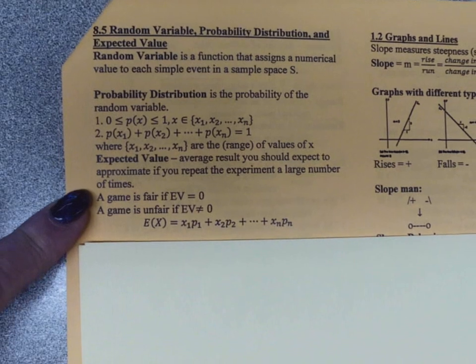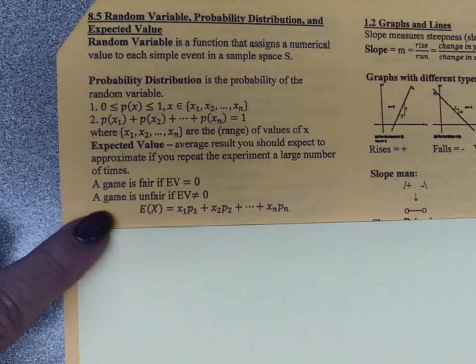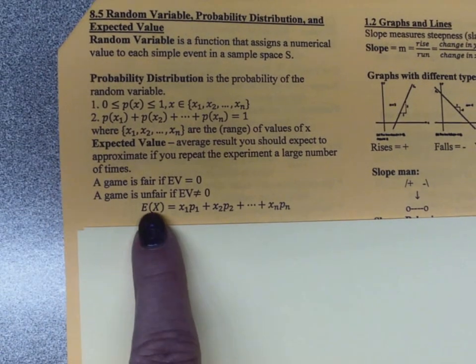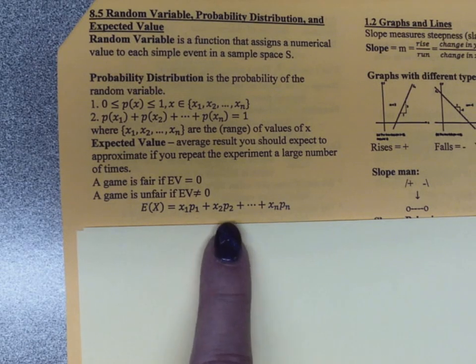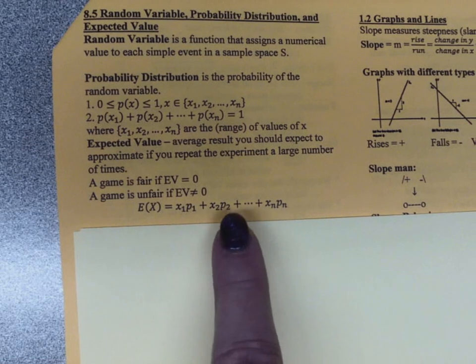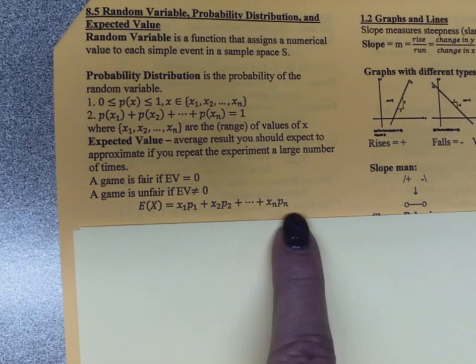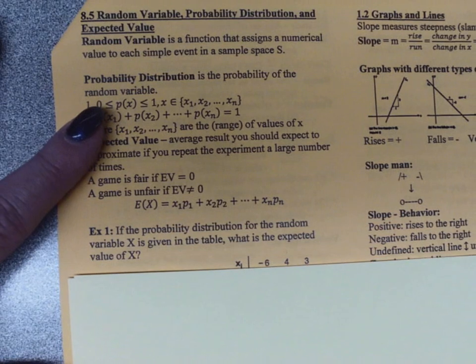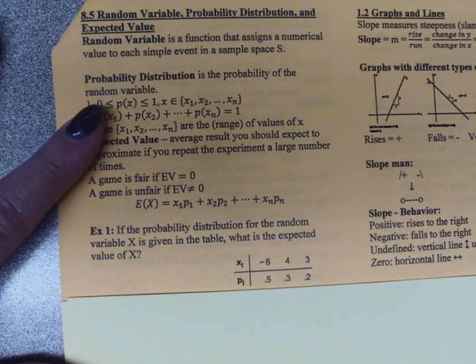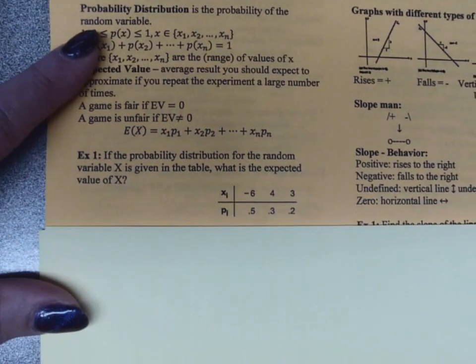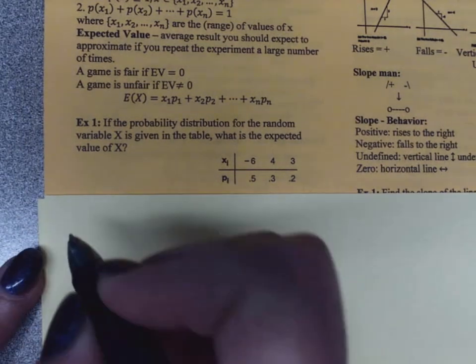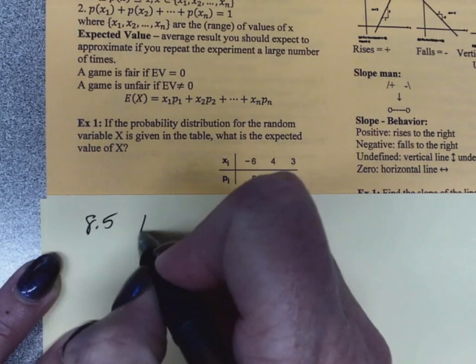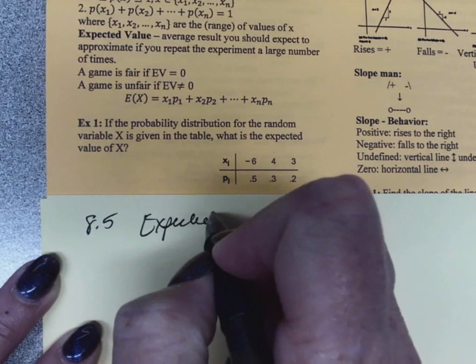A game is fair if the expected value is equal to 0, and it's unfair if it doesn't. The E of x is going to be equal to your x value times the probability, plus the next x value times its probability, plus all the other x's times their probabilities. So for example 1, if the probability distribution for the random variable x is given in the table, what is the expected value of x? So this is 8.5, and we're talking about expected value.